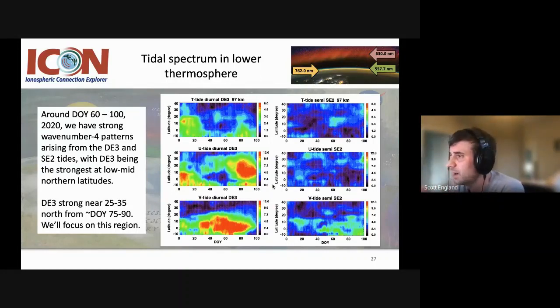I'm going to focus in on this latitude band about 25 to 35 north, similar to where we did with GUVI. I'm going to stay away from the magnetic equator as much as I can reasonably, while still having a strong tide signature to look at. If I look at the zonal wind, up at 30 north or so, it's pretty strong in DE3. There's definitely some SE2 signature there as well. And the meridional winds and the temperature show up a little further south. But I've got some tides.